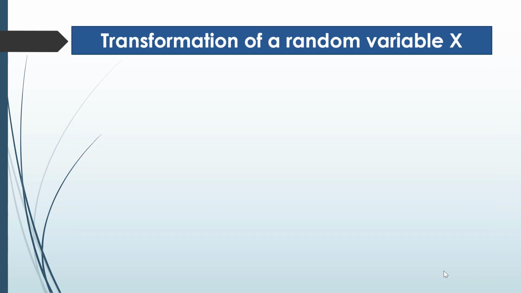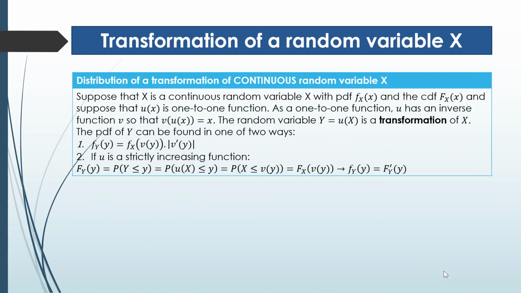So now let's look at the most basic case, a transformation of a random variable X. A random variable X is either discrete or continuous. Suppose X is a continuous random variable with PDF f_X(x) and CDF F_X(x). And suppose that u(x) is a one-to-one function. As a one-to-one function, u has an inverse function v, so that v(u(x)) is x.